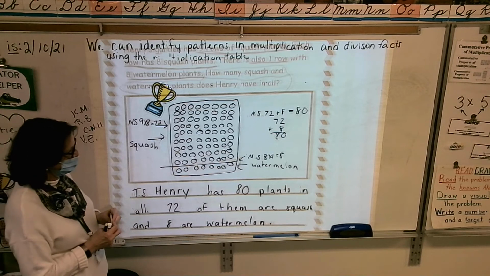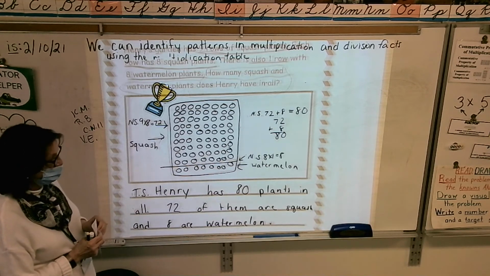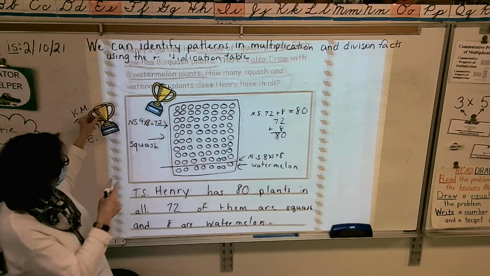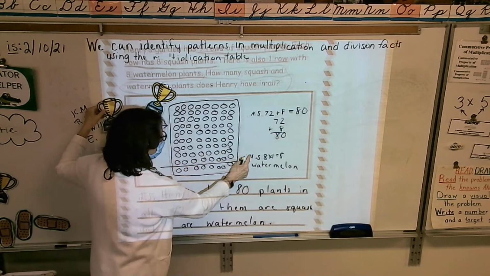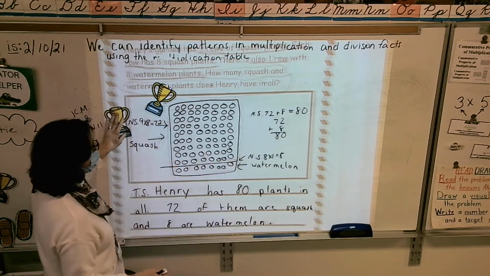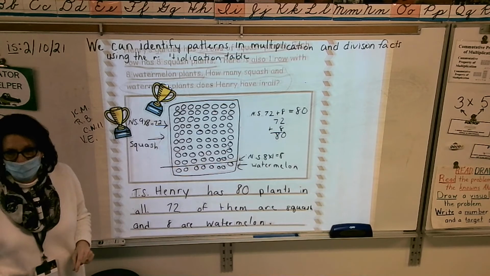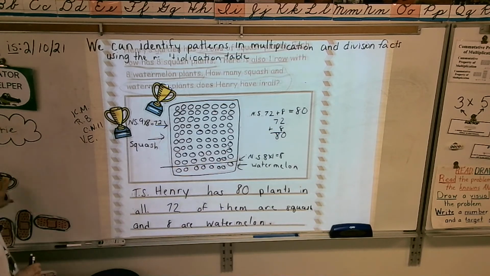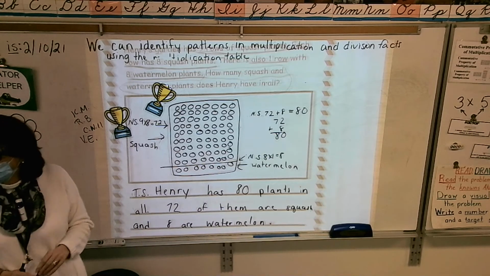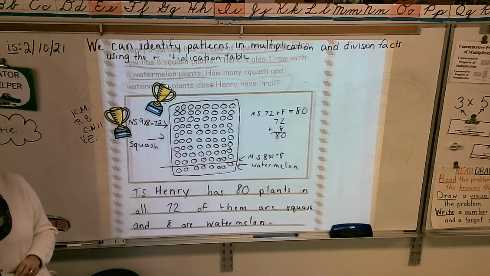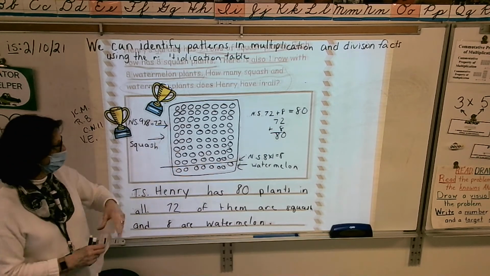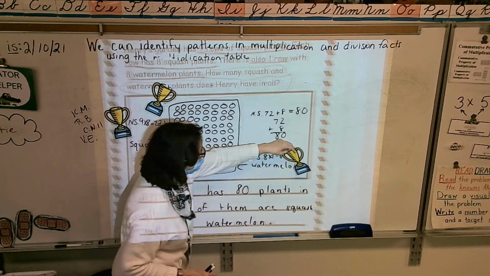Corbin, what would you like to give us? Pardon? They're number sentences. So they wrote 1, 2, 3 number sentences. So the number sentences are great. I love the way they label them with an NS as well. One more trophy. What would you like to give them a trophy for, Raga? Okay, the labels, the squash and the watermelon. So I love the labels as well.